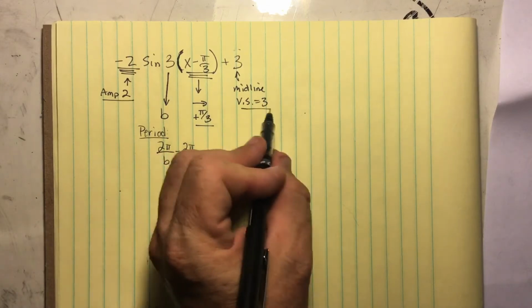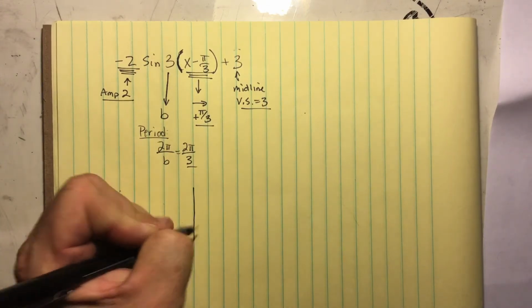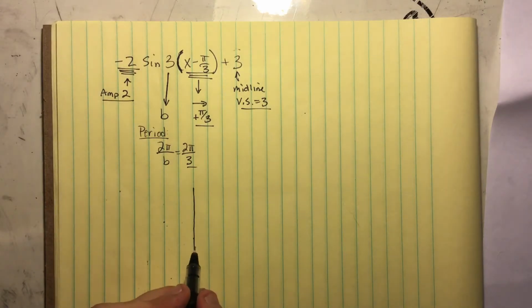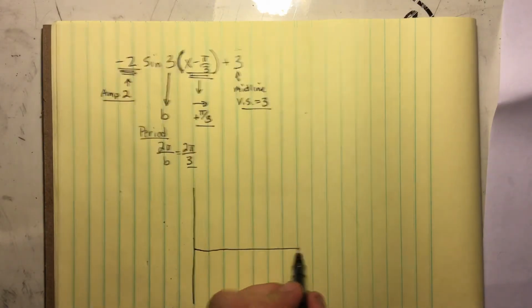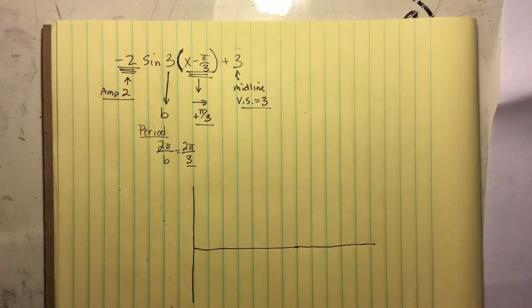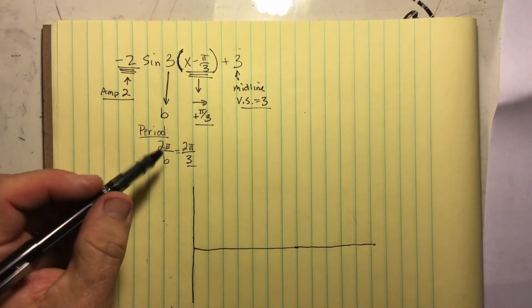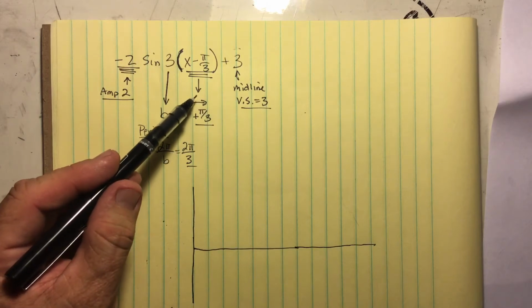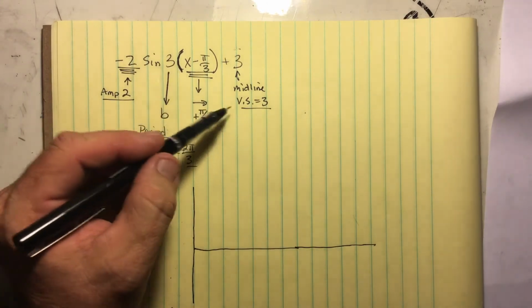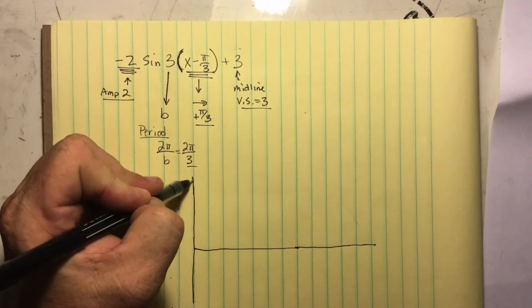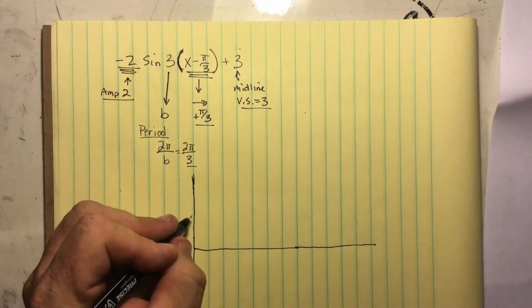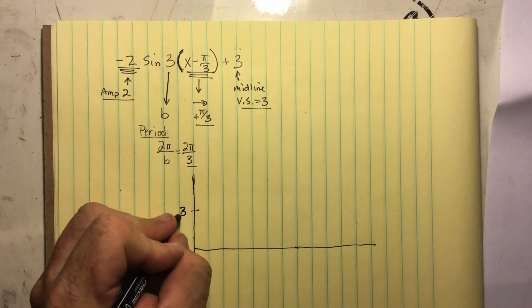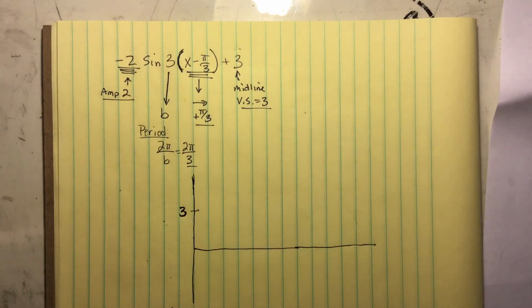This is the best part. This makes it a lot faster. So then your 5 main points. So let's just draw this here. We know that our midline is at 3. We know our midline's at 3.